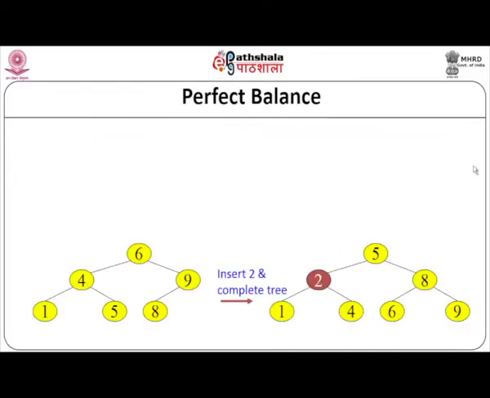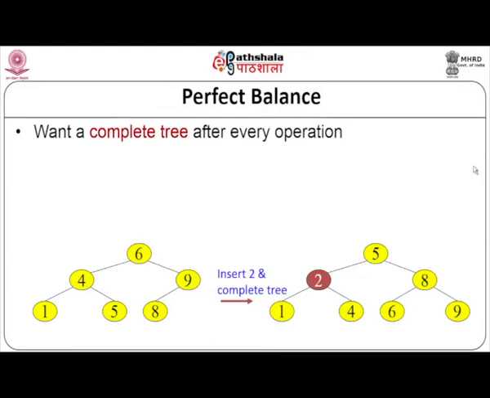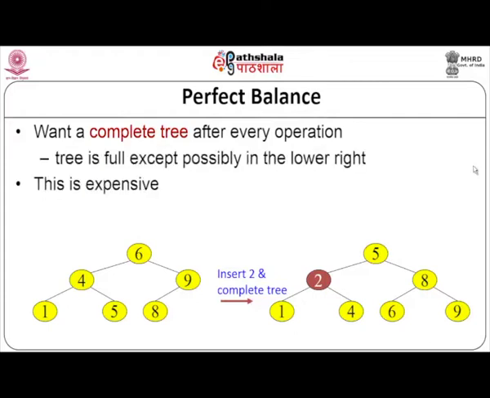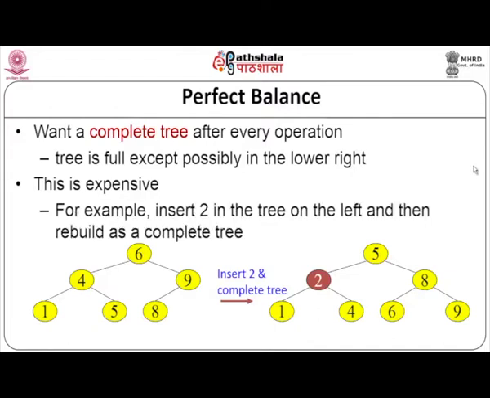Okay. Now, let us look at what happens if we want a complete tree after every operation. The tree is full except possibly in the lower right. So, this is an expensive operation. For example, suppose we want to insert 2. It is a binary search tree, remember. So, we insert 2 and we get a complete binary tree. The left has to be rebuilt as a complete binary tree.